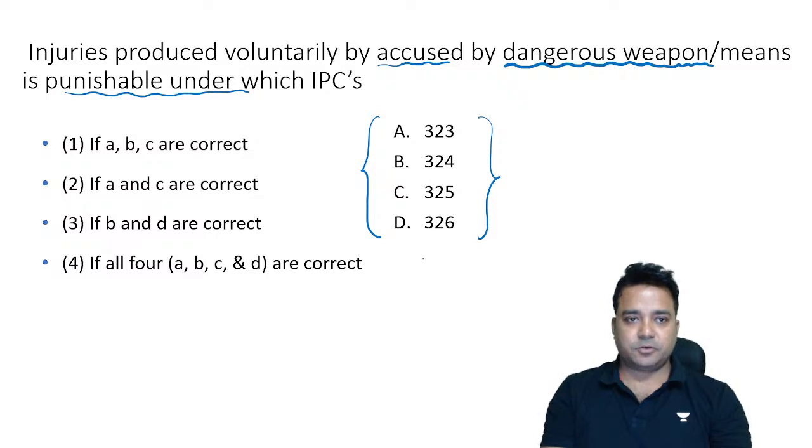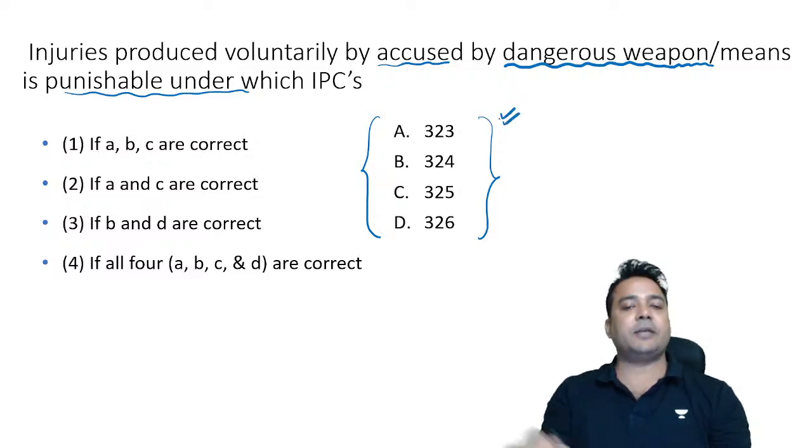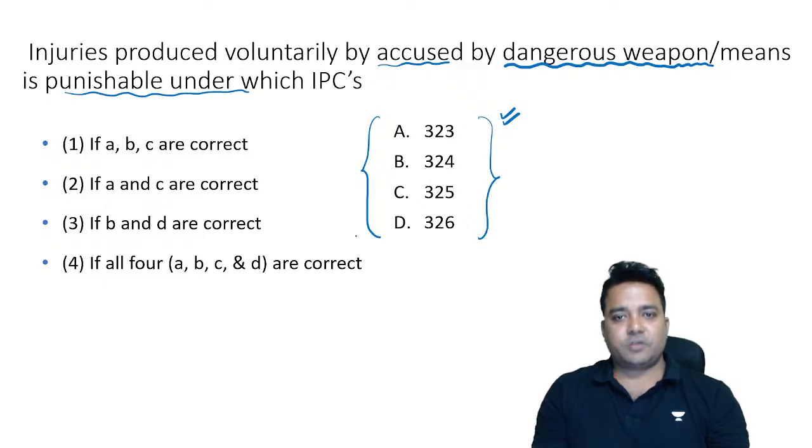Tell me, tell me the answer. All these are punishment sections for different types of injuries. Which of the following deals with punishment for injuries caused by dangerous weapons? That is the question. Simple question.